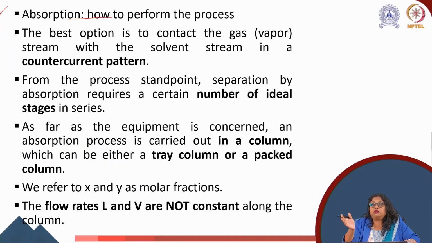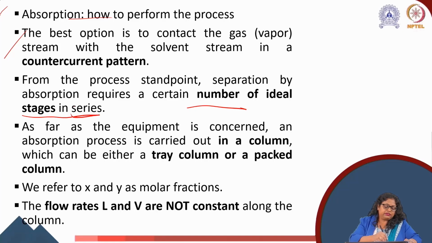So how do we perform the absorption process? The best option is to contact the gas stream with the solvent stream in a countercurrent pattern. From the process standpoint, separation by absorption requires a certain number of ideal stages in series, which we are going to calculate today as we move further. As far as the equipment is concerned, an absorption process is carried out in a column, in which either a tray column or a packed column is used.